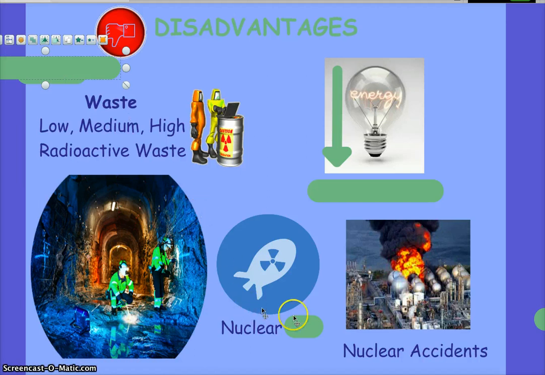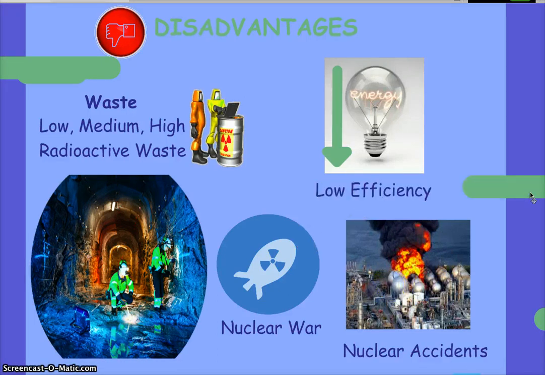We have to worry about war and nuclear weapons. And then the last thing is, if I have an arrow showing energy, what do you think I'm talking about? It's less efficient. Because of waste, nuclear energy is the least efficient form of energy to produce electricity. Now, what does that mean? Who can answer that? What does it mean to be less efficient because of waste?